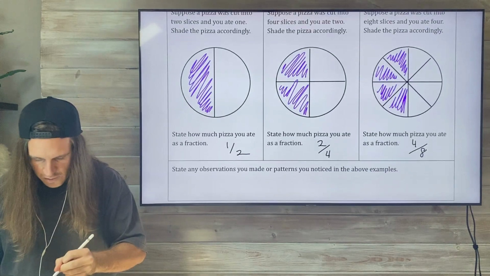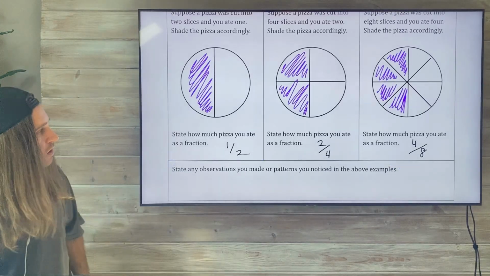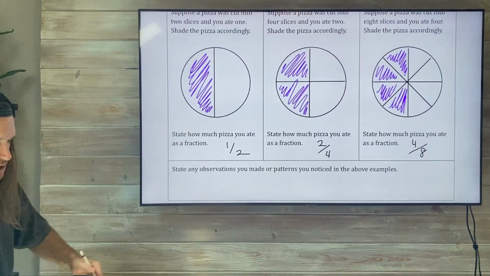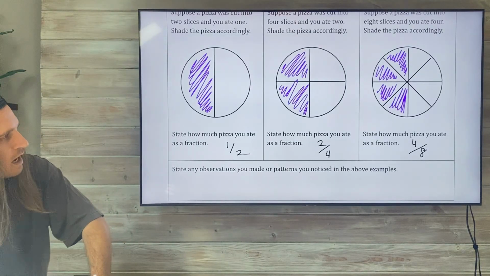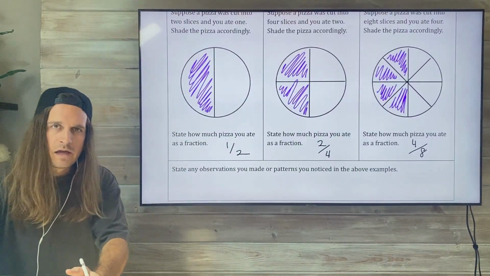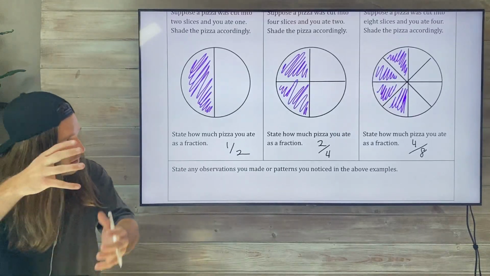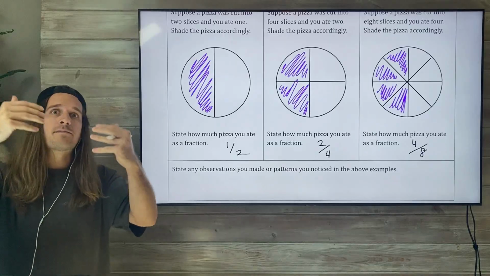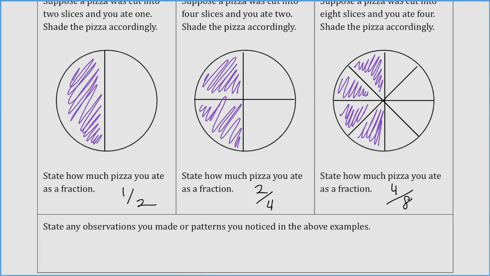You may already be seeing what I'm getting to here. This asks right here at the bottom, state any observations you made or any patterns that you notice from these 3 examples. So again, you probably know what I'm about to say. The point here is that all 3 of these situations are the same. In each situation, you ate half of the pizza. Now, it was split into different sizes, but you still ate the same amount proportionally. So the point here is that 1/2 equals 2/4, which is also the same as 4/8.